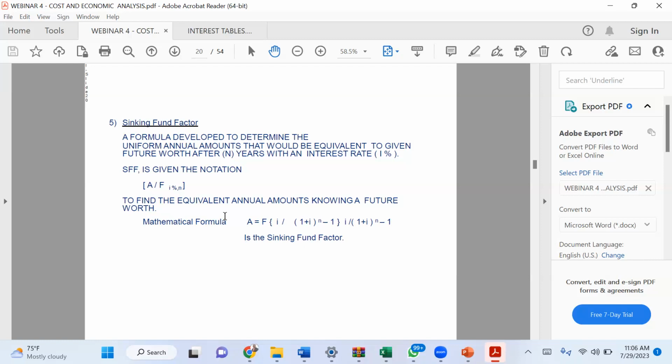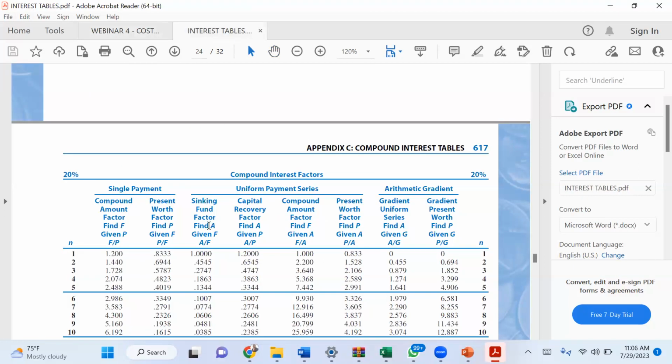A. When you see it like this, it means I'm looking for A, I'm given F, I, and N. If you go to the interest table, sinking fund says find A, given F. Capital recovery factor says find A, given P. Compound amount factor says find F, given A. So if you look at sinking fund and compound amount, they are the same thing. This and this are just the opposite of each other.